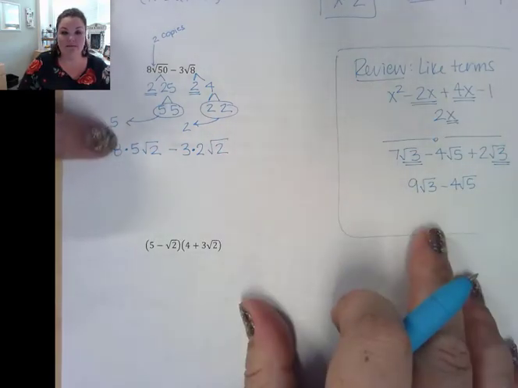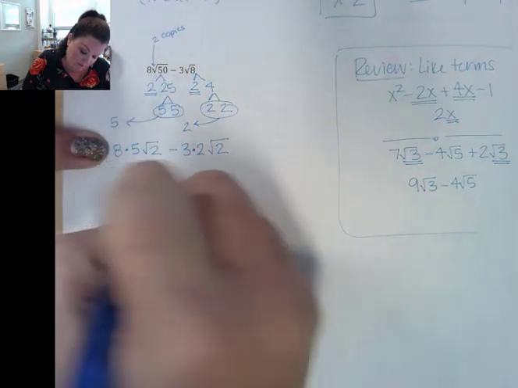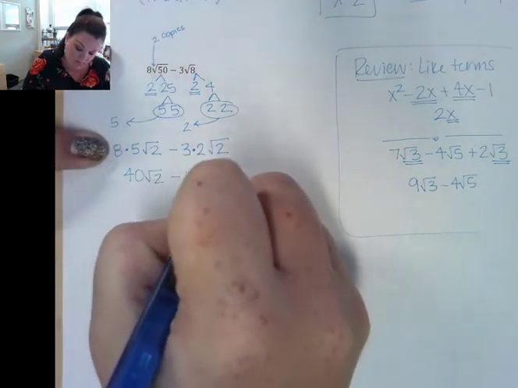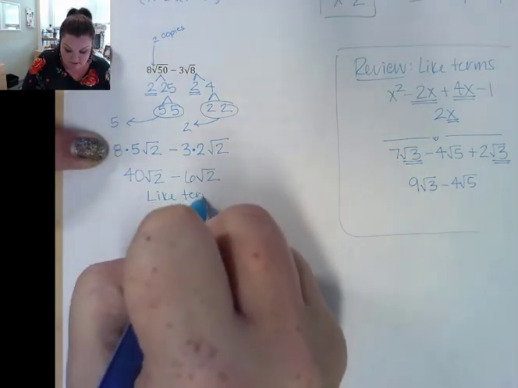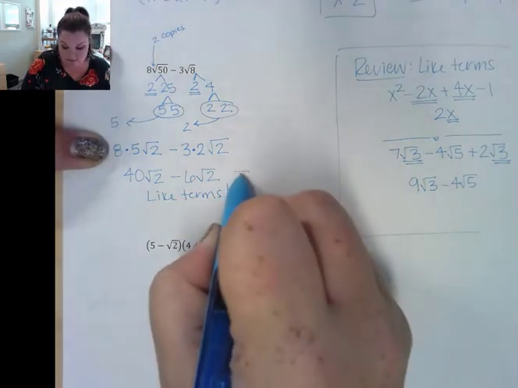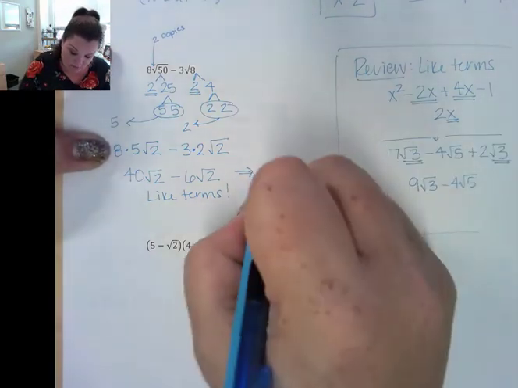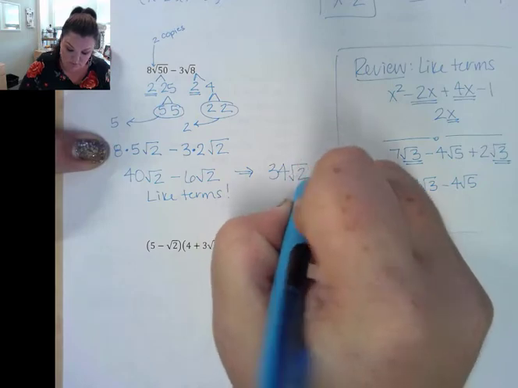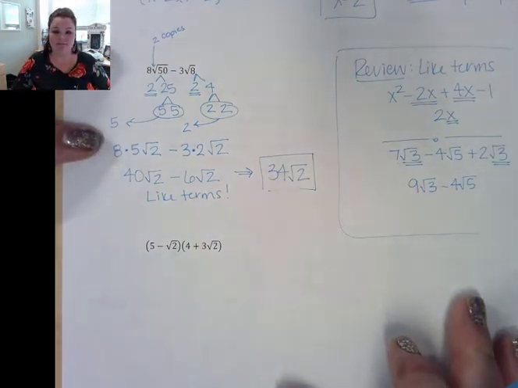So I go ahead and simplify my new expression. This means I have 40 square root of 2 minus 6 square root of 2, and now they are like terms. So now that they are written as like terms, I can go ahead and combine them. 40 minus 6 leaves me with 34 square root of 2. And I just leave it like that.